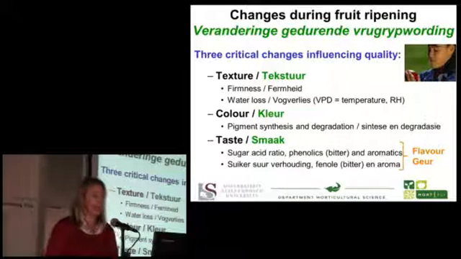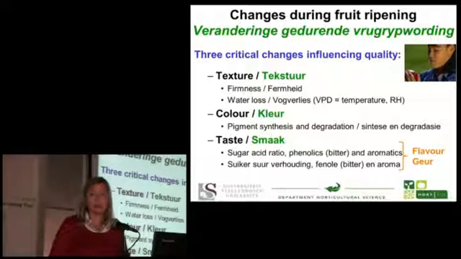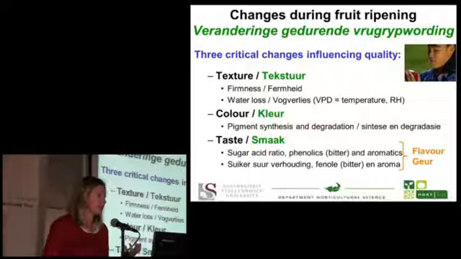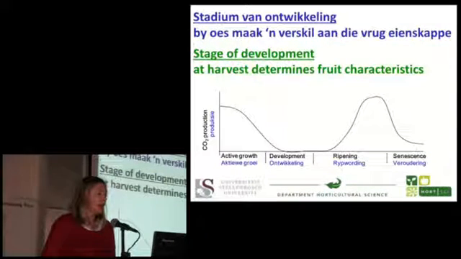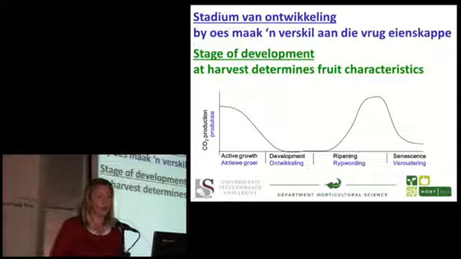Then the taste. Taste can mean sugars, acids, and the ratio. Phenolics, is it bitter or not? And the aromatics, certain cultivars just have a really nice flavor. So how does this all fit in with harvest maturity? When one looks at the stage of development, when we harvest actually plays a big part in that fruit's characteristics, the things I mentioned now.